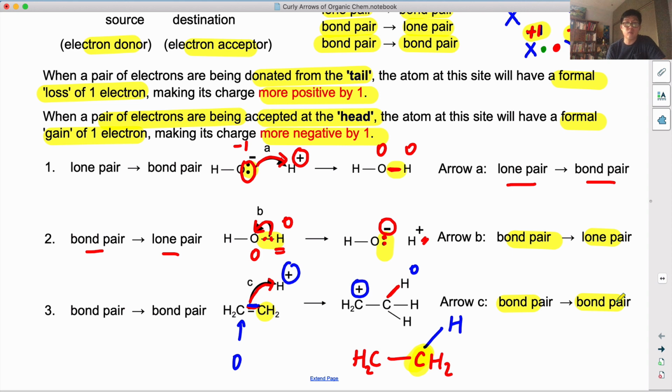I'm going to give you a few more examples to make it a bit clearer. More importantly, you must be able to see these are the only three ways of drawing arrows: lone pair to bond pair, or bond pair to lone pair, or bond pair to bond pair. No lone pair to lone pair.